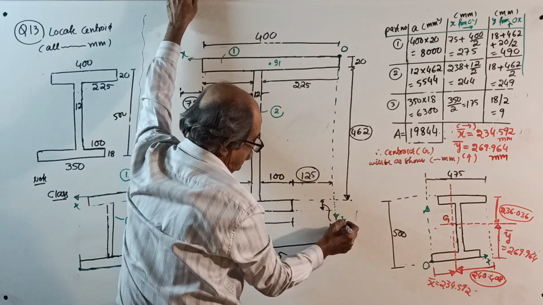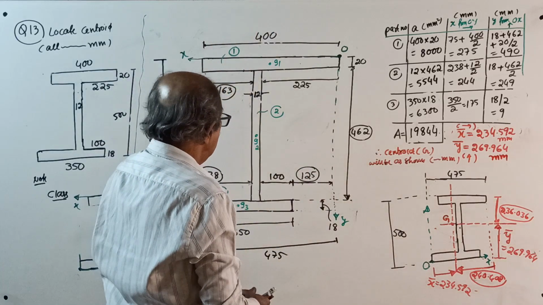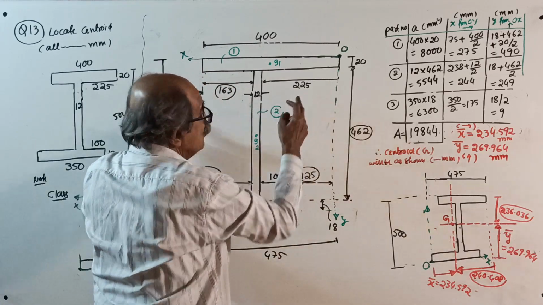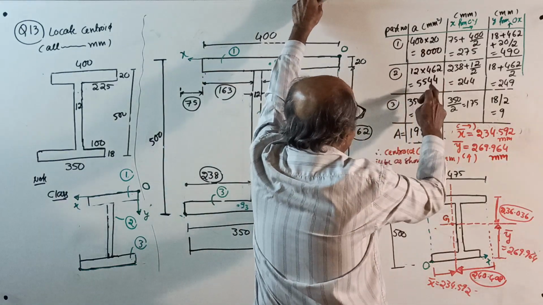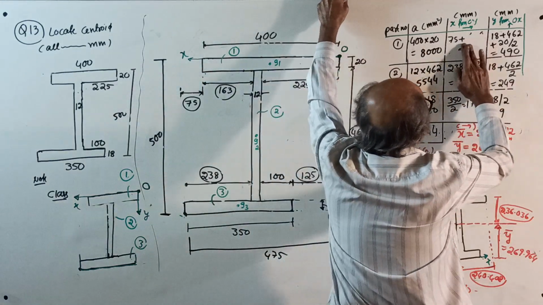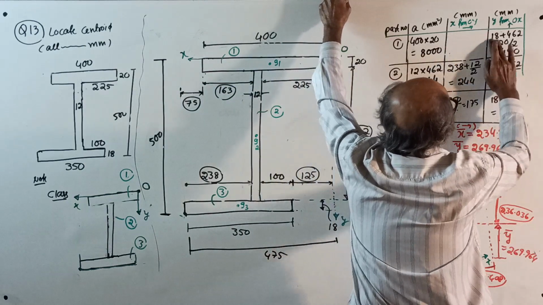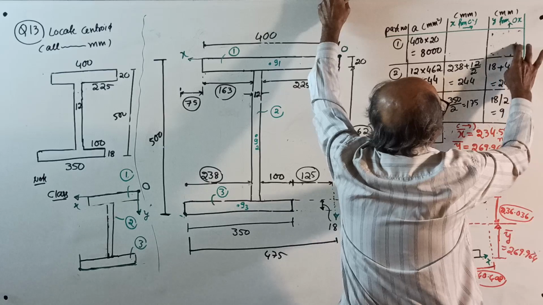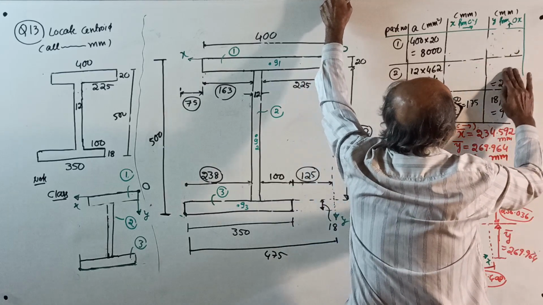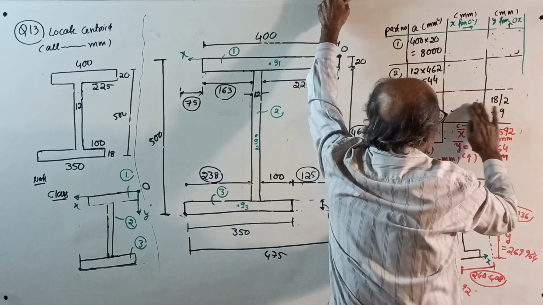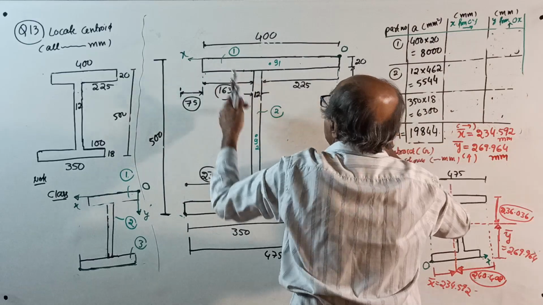This is your y. Then these dimensions will all remain the same, no change. A1, A2, A3 will remain the same, but x1, x2, x3 will change. You should do it once again, not rub this way. See correctly now, x1, x2, x3. The area will remain the same.